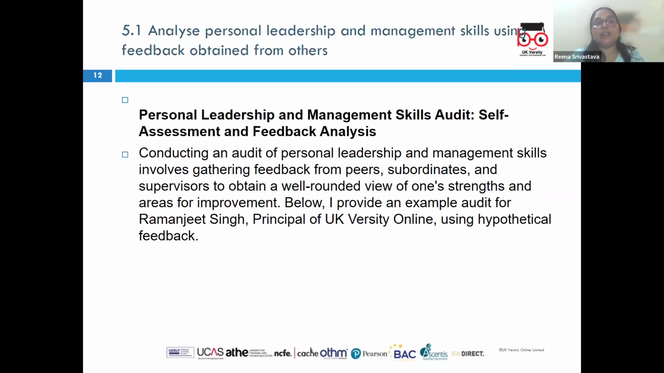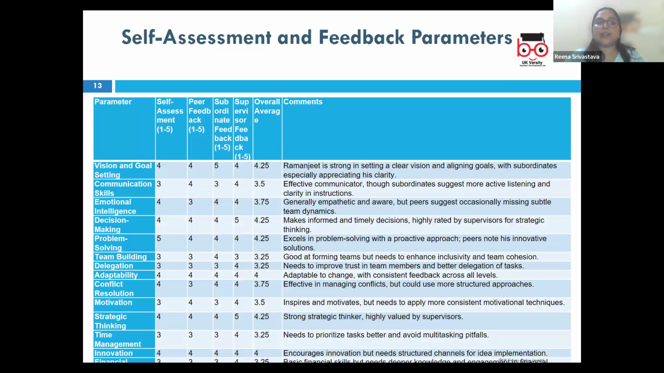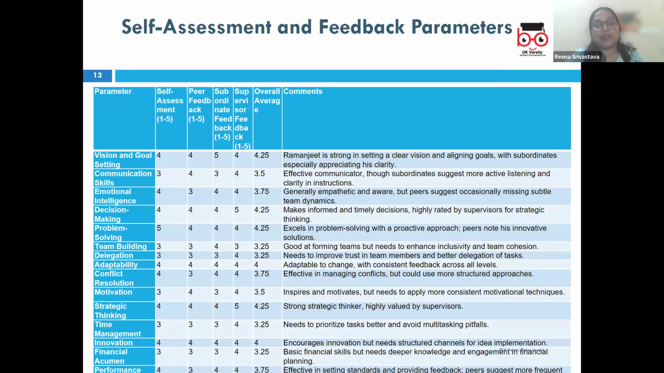Now, if you take a look at 5.1, the task requires you to analyze personal leadership and management skills using the feedback obtained from others. This is a table. Here, if you see, the ratings have been taken, the feedback has been taken on the basis of self-assessment, the peer feedback, the subordinate feedback, the supervisor feedback, and then you have taken out an average rating.